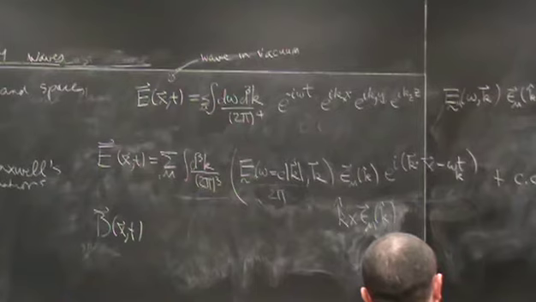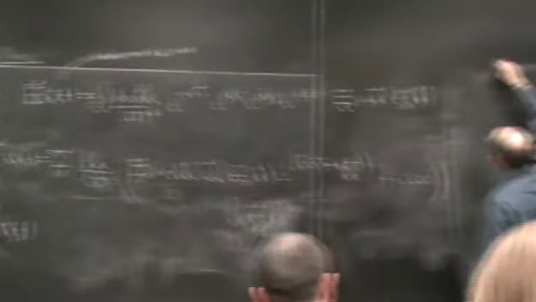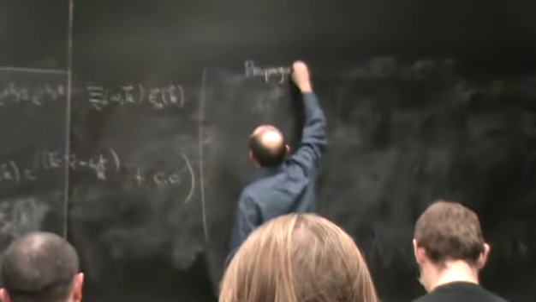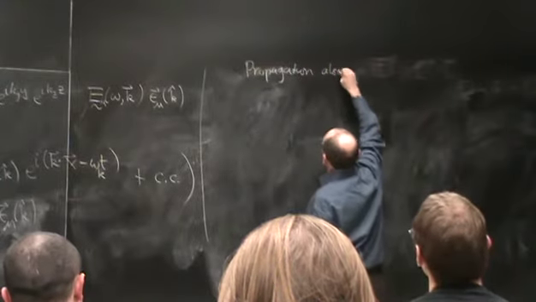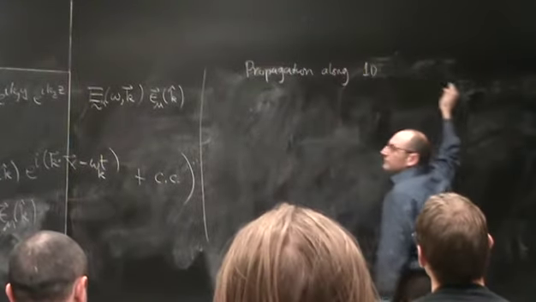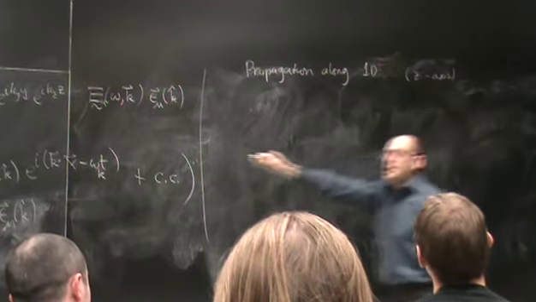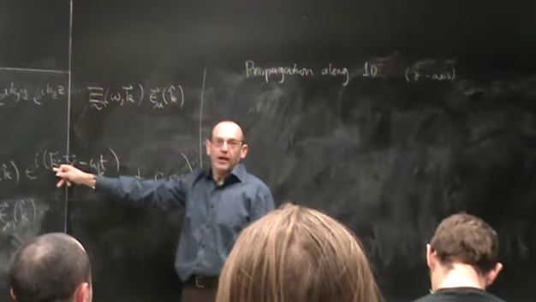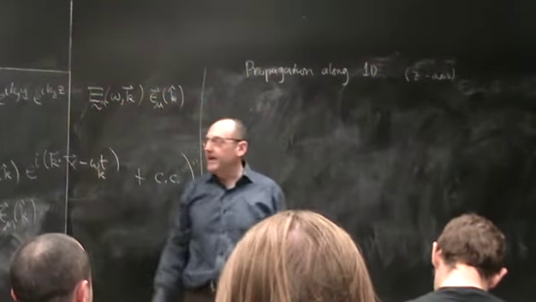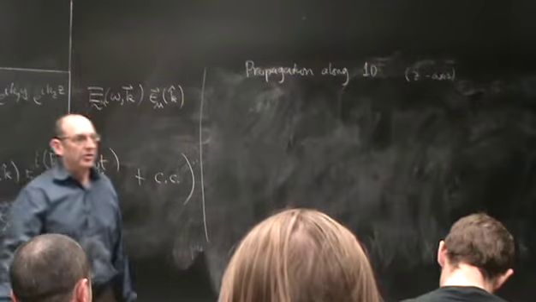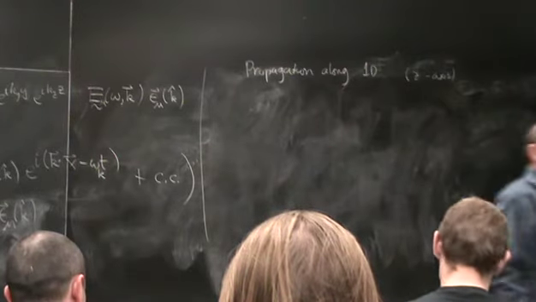All right. Now, one example I just want to talk about briefly is where I'm talking about propagation along 1D. It's called the z-axis. This general form allows for propagation along any direction. Let's restrict our attention to one spatial dimension and one time dimension.